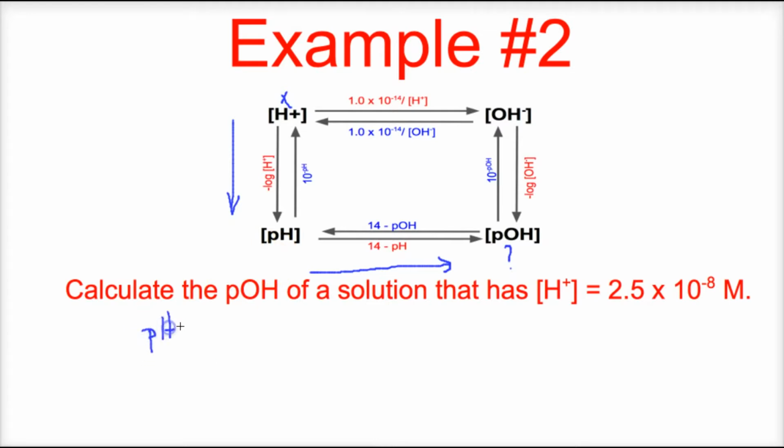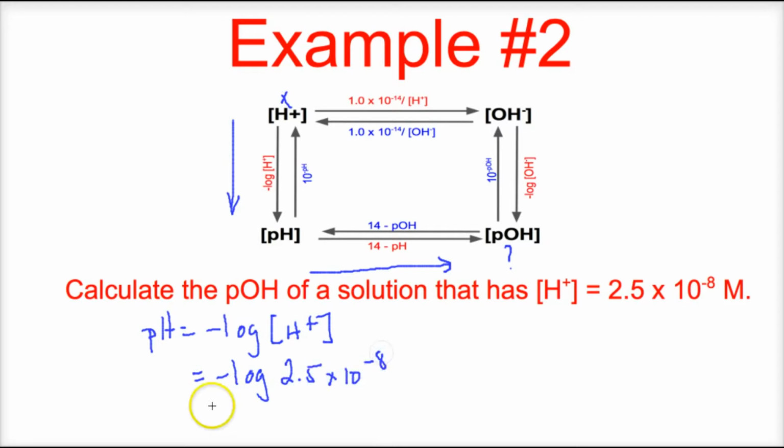To get the pH, we will take the negative log of the H plus concentration. If I take the negative log of 2.5 times 10 to the negative 8th and put this in my calculator, I will end up with a pH of 7.6. So this is the pH. This isn't the pOH like the question asked for. So now how do I go from pH to pOH? Well, it says right here I have to subtract the pH from 14 and I will get my pOH.